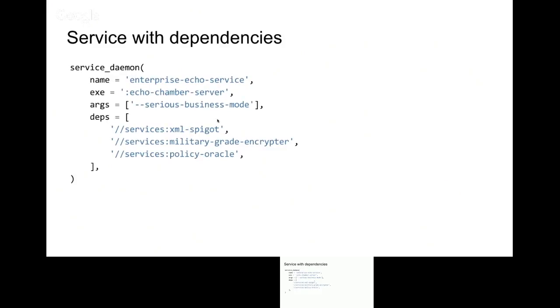And the test driver now arranges to make sure all these dependent services are started up before actually starting our enterprise echo service. So we're encoding the dependency graph of services within Bazel.